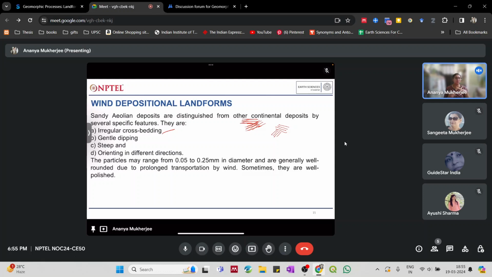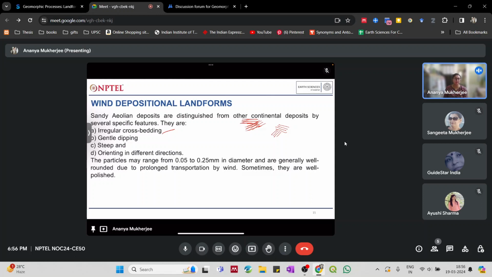So this is one important feature that we can find when we are trying to study wind or aeolian landforms. Mostly they can be gently dipping, steep and oriented in different directions, as we saw. And the sediments that are forming these depositional landforms range within the diameter that is associated with the sand particle size.